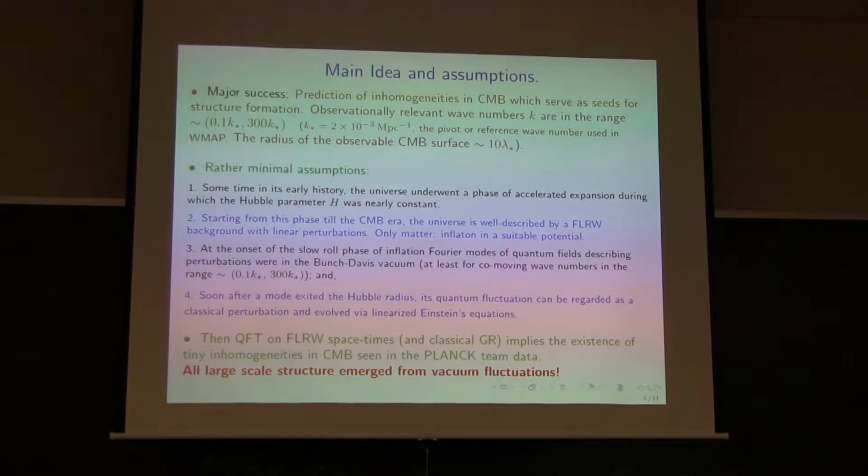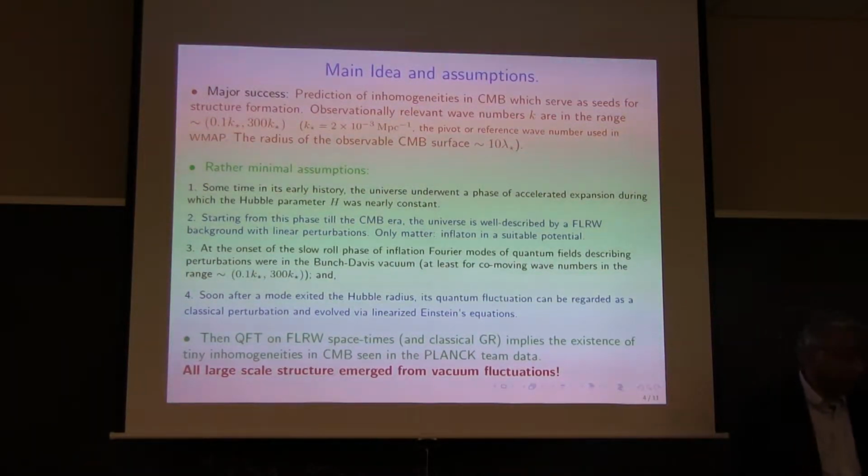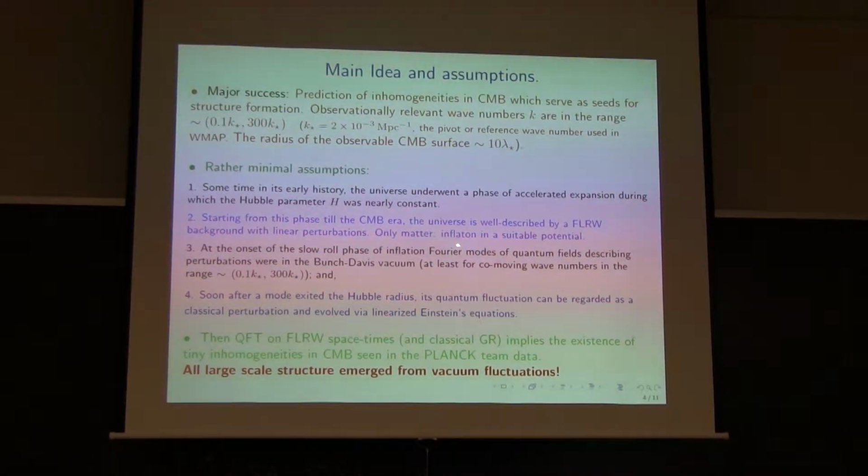So starting from this, at the end of inflation, up to the cosmic microwave background era, one assumes that the universe is well described by the Friedmann-Lemaître-Robertson-Walker background with linear perturbations. So this is what we have been doing. Then you've got a background space-time. During inflation, it is sourced just by the scalar field, the potential, that is the inflaton. And then the only matter is, as I said, the inflaton with a suitable potential.